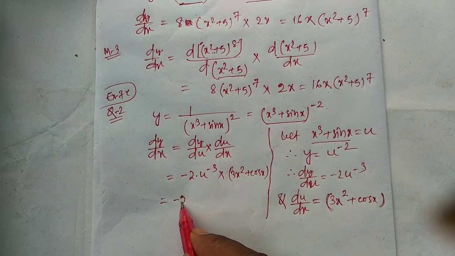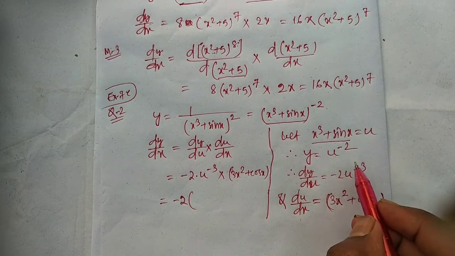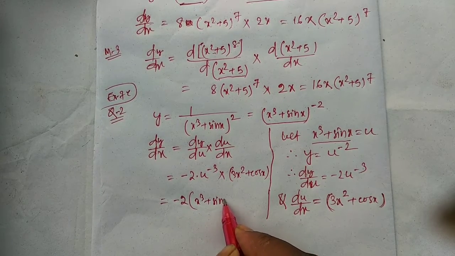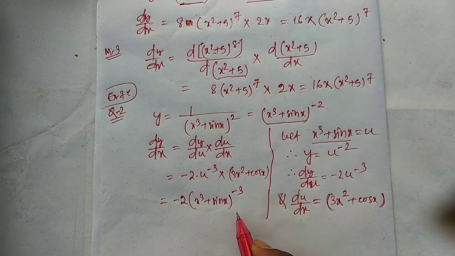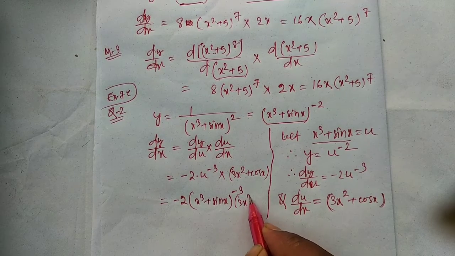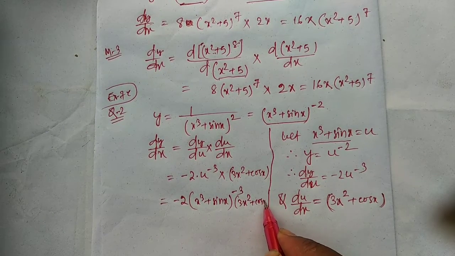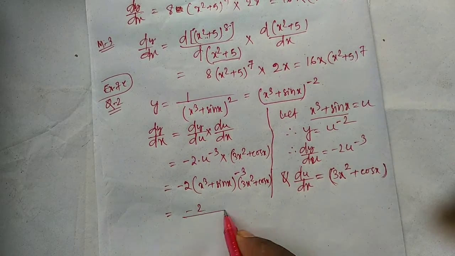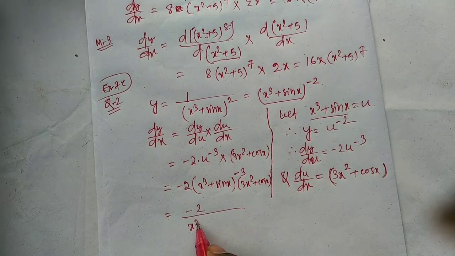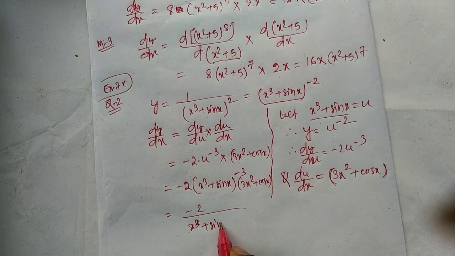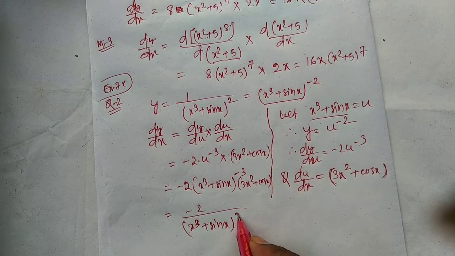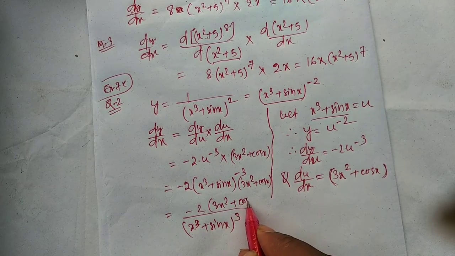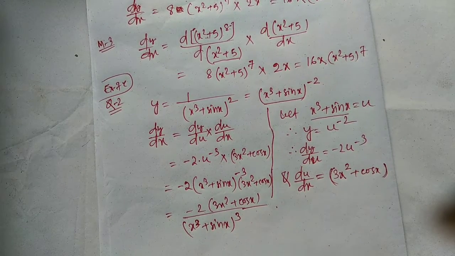Here the answer will be, replace the value of u, (x cube plus sin x) to the power minus 3 into (3x square plus cos x). So our answer will be minus 2 upon (x cube plus sin x) to the power 3 and (3x square plus cos x).